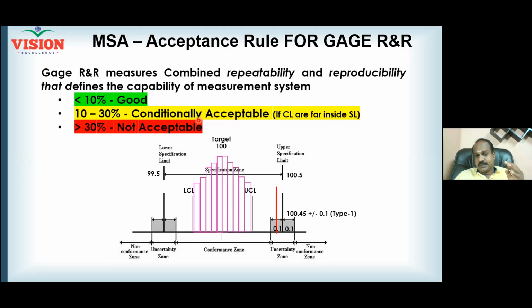And that is the meaning of 10 to 30% conditionally acceptable. When can you accept 10 to 30%? If you know your control limits are far inside the specification limit. If you know your control limits are closer to spec, then you should stick to the first rule. What is that? Less than 10%. Hope it is very clear to all of you.